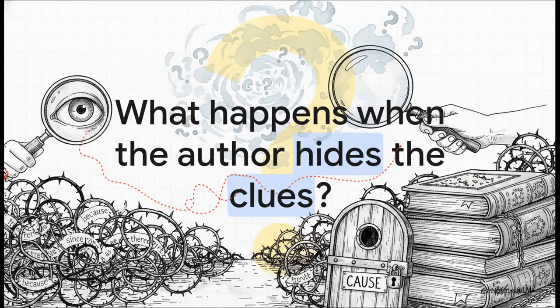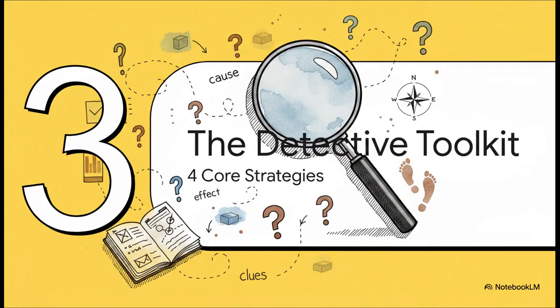Now, this is where things get a little tricky. We've mastered the basic one-to-one relationships, and we know our signal words. But what happens when the author hides the clues? What happens when you're facing a tough Level 4 text on an exam, and the test makers have intentionally removed all those helpful guide words like because and therefore? How in the world do we find the cause then? That brings us to Section 3, the Detective Toolkit, 4 core strategies.